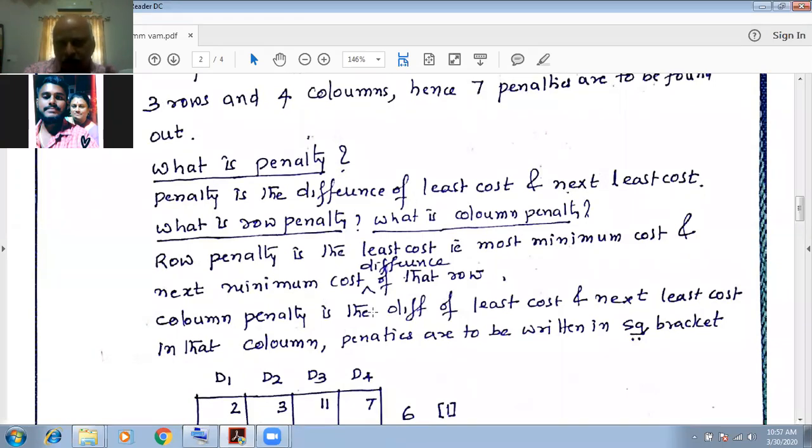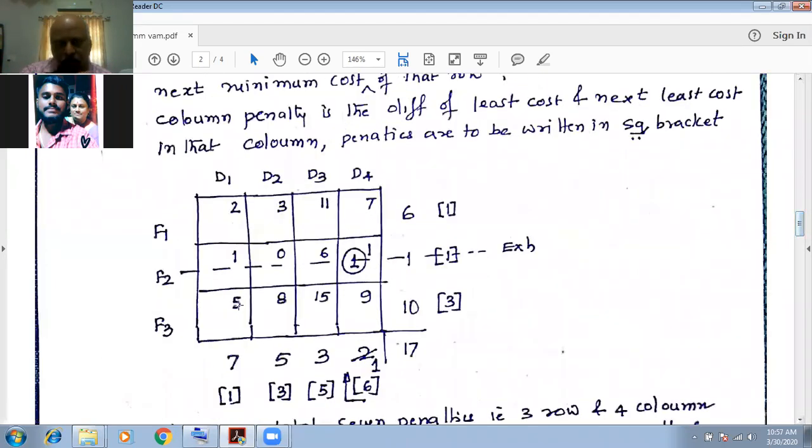Row penalty. Column penalty means you have to consider a column. In that you take the least cost, means minimum cost, and the next minimum, next least cost, and take the difference of those two values. That gives you the column penalty. And you have to write those penalties in the square bracket along the side of the row or below that column carefully. So I'm illustrating that here. You see here, this is the 3x4 matrix we have, and this is a balanced TP as usual.